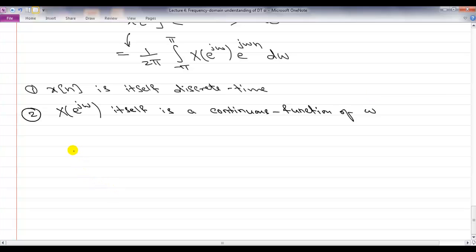Now, just because of the fact, as we talked about, that discrete frequencies, as long as you know them between any 2 pi range, you know them all. Because of that very fact, the DTFT x of e to the j omega is also periodic in little omega with a period of 2 pi.